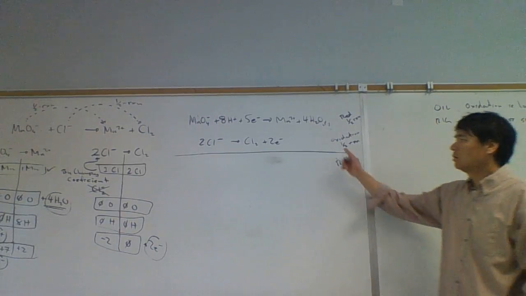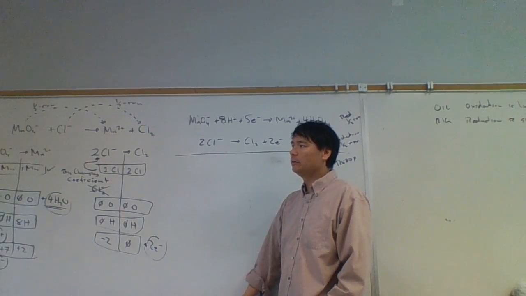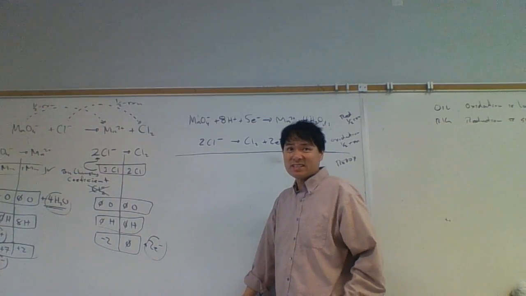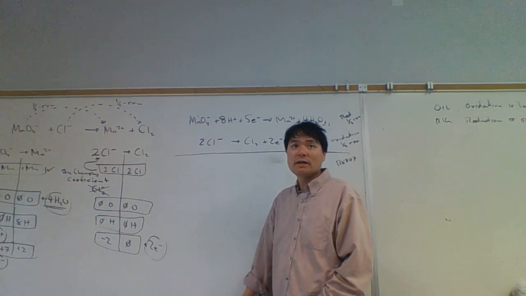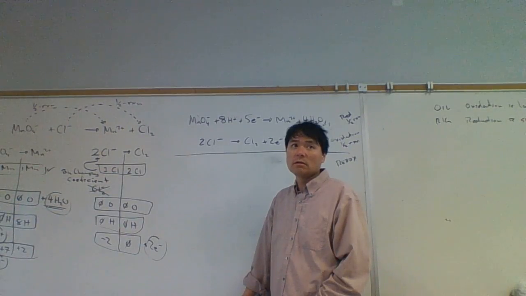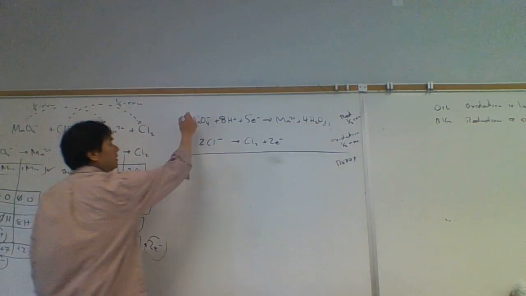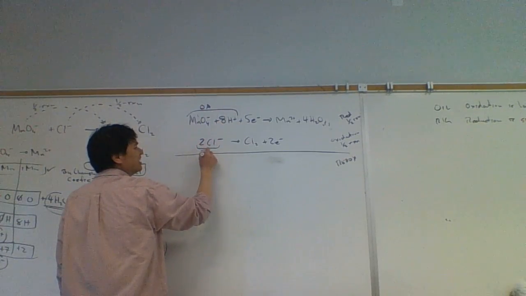Now, chloride was oxidized, is what we say. By whom? Who oxidized chloride? Did chloride oxidize itself? No, chloride did not oxidize itself. Something oxidized chloride, and that something is whoever took the electrons from chloride. Permanganate did. So we call this permanganate and H plus the oxidizing agent. Chloride is called the reducing agent.